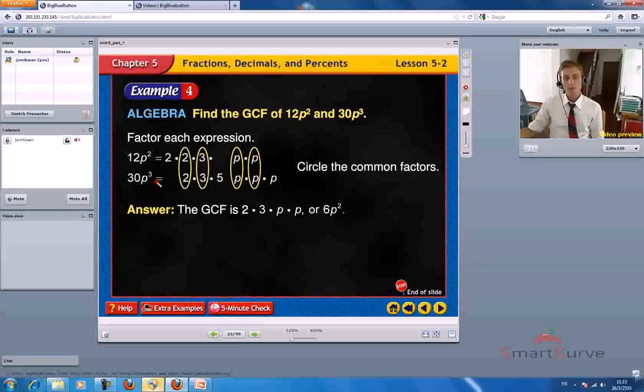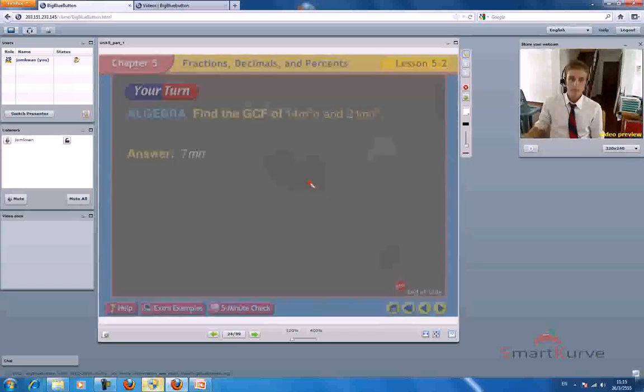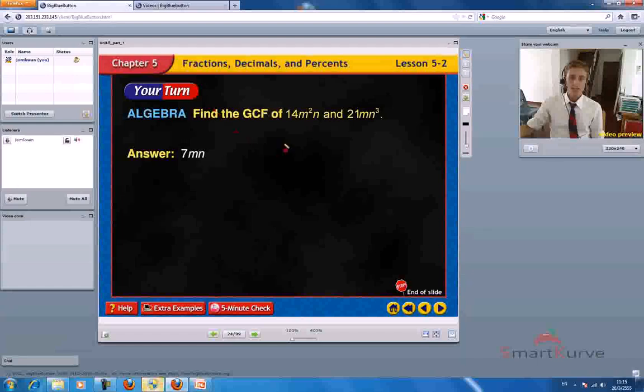Find the greatest common factor of 12p squared and 30p cubed. 12p squared is 2 times 2 times 3, p times p. 30p cubed is 2 times 3 times 5, p times p times p. The greatest common factor is 2 times 3, p times p. So 6p squared. So now 14m squared n, 21mn cubed.